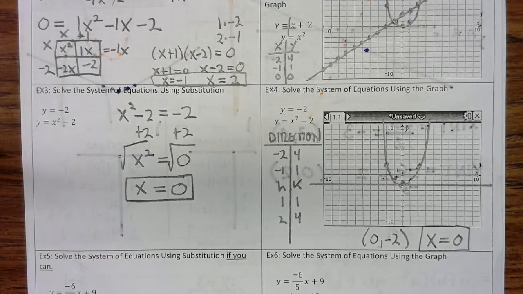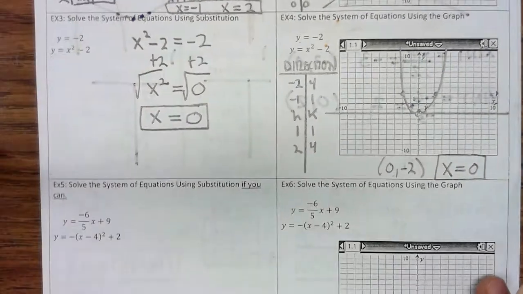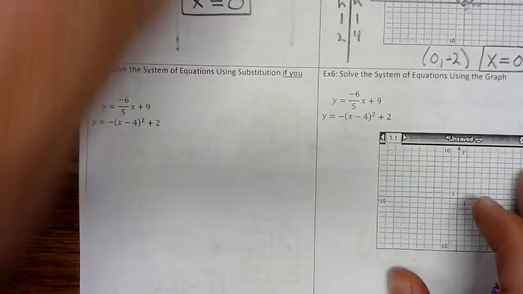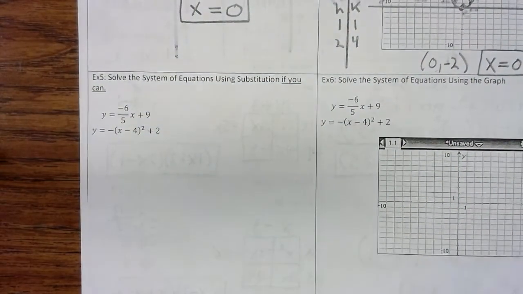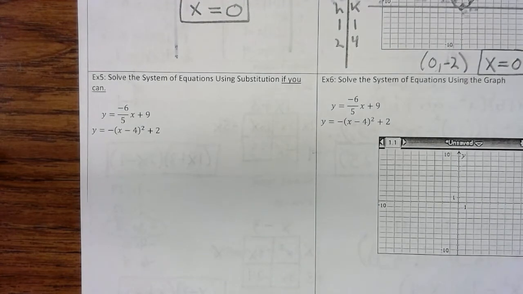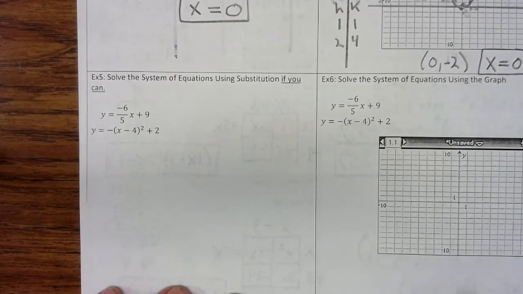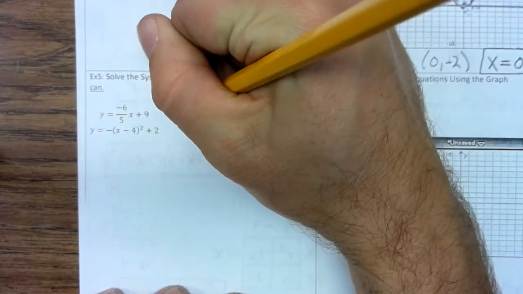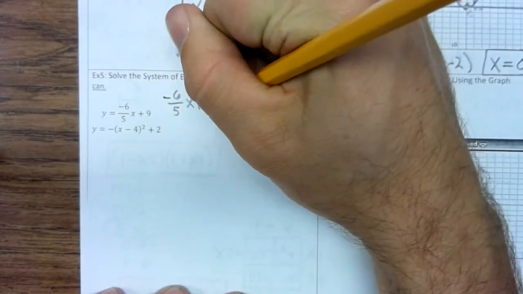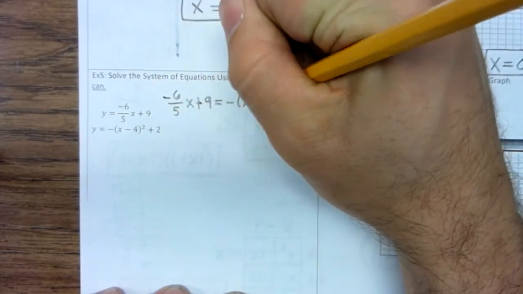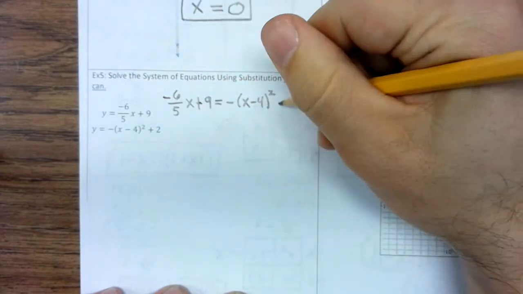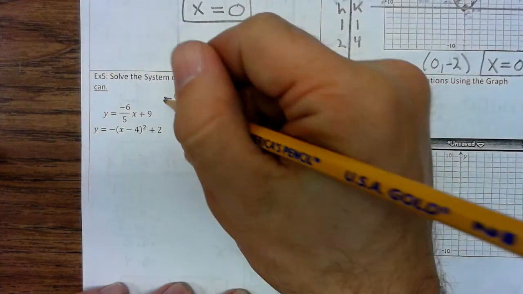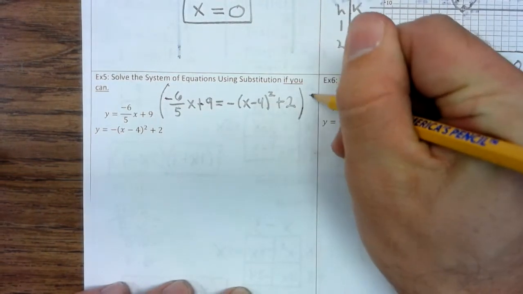All right. Now, those are pretty straightforward up to this point, but now we enter craziness. Example number 5. We see that they're both equal to y, so they're both equal to each other. So we set them equal to each other. So we have negative 6 divided by 5, x plus 9 equals negative x minus 4 squared plus 2. Okay, so we're going to solve. So we're going to multiply everything by 5 to get rid of the fraction.